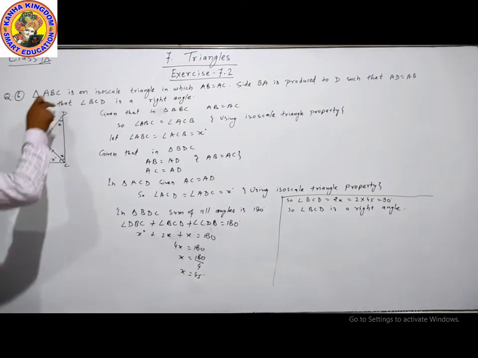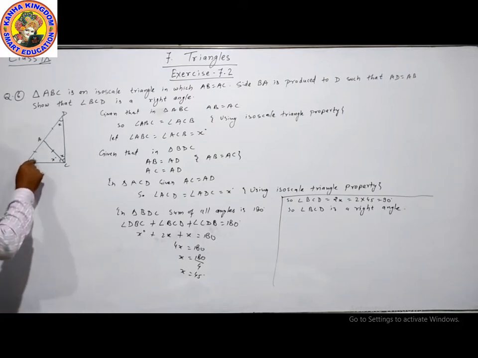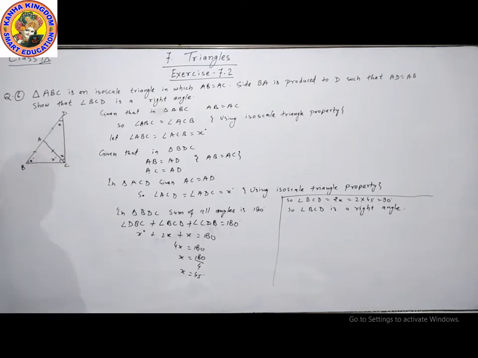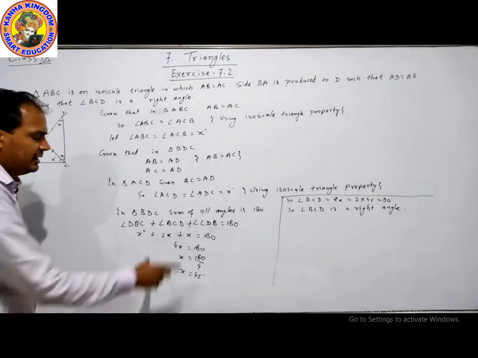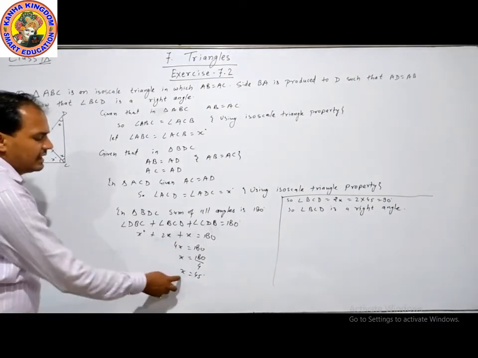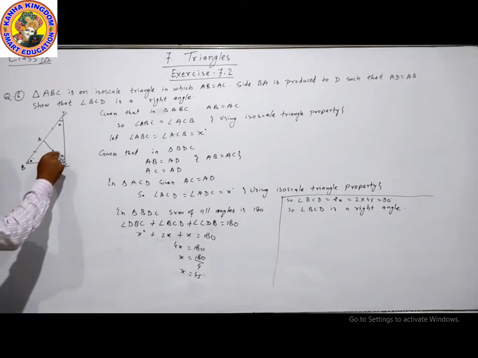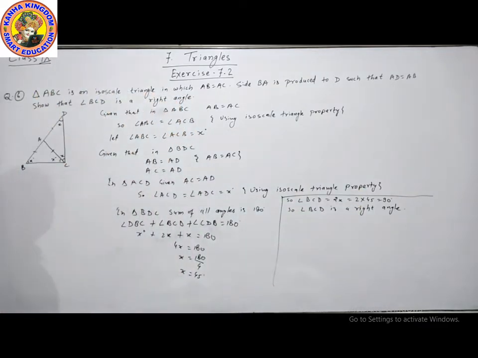In the complete triangle BCD, the sum of all angles will be 180. This is x, 2x plus x, so 2x plus x is equal to 180, 4x is equal to 180, x is equal to 45. At angle C, the angle is x plus x, 2x, so 2 into 45 is equal to 90. So angle BCD is a right angle.